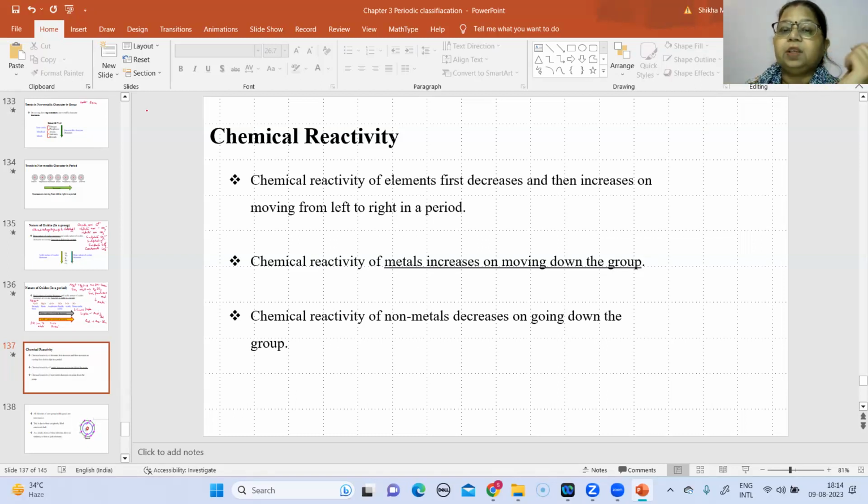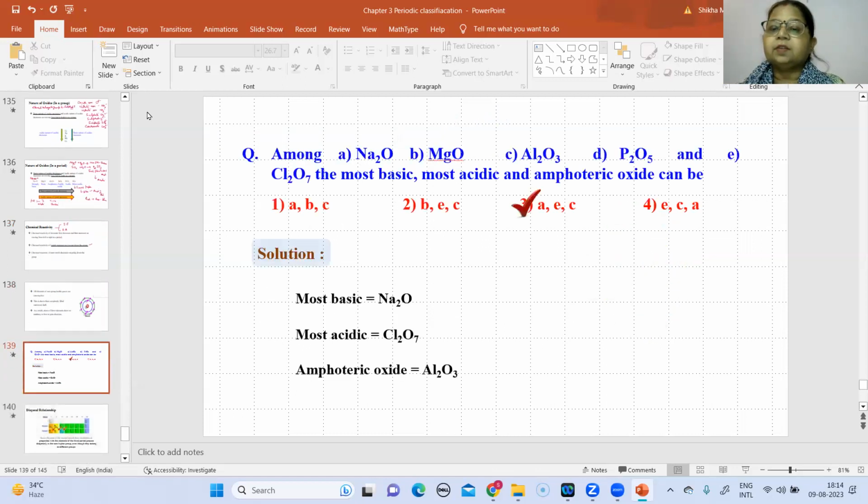Because reactivity to me can be understood or can be asked in terms of either ionization enthalpy or electron affinity. Because something will react only by giving out an electron or by accepting an electron, right? So it is observed that chemical reactivity of metals increases when moving down the group. Again, the answer, as I told you, should lie in ionization enthalpy because they have to give out the electron. So what is happening? It is increasing, and for non-metals it will decrease down the group, right?